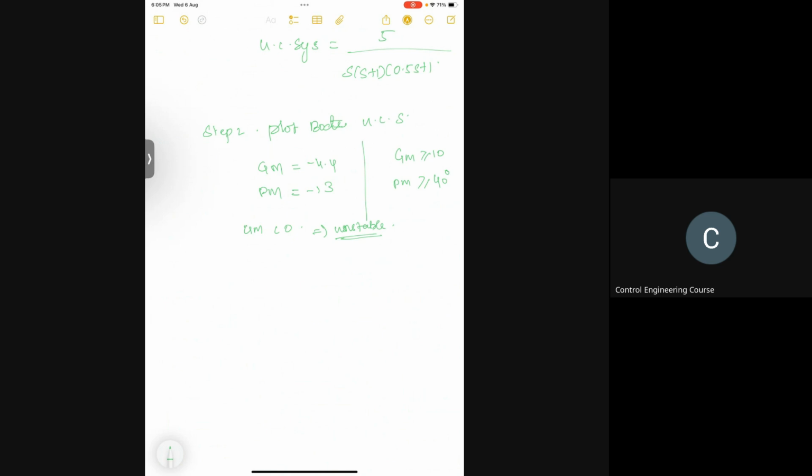So, similar to the lead compensation, we must also allow 5 to 12 degrees additional phase margin to compensate for this, right? So in order to pull from this to this, how much do you have to add? Around 53 degrees you have to add. So I'm going to take more than that.